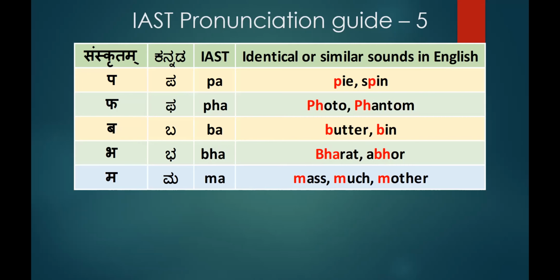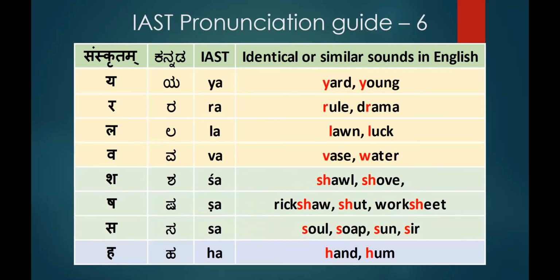Let us look at the ungrouped consonants now. Ya is YA, very easy to pick up, as in yard, young. Ra is RA without any diacritic marks. You have to make a note of this. Rule, drama, ra, that is the equivalent sound. La is also easy, LA. Lawn, luck. Don't confuse it with L with the tongue folded inside. This is la with the tongue stretched out to the base of the upper teeth. Va, ways, water.